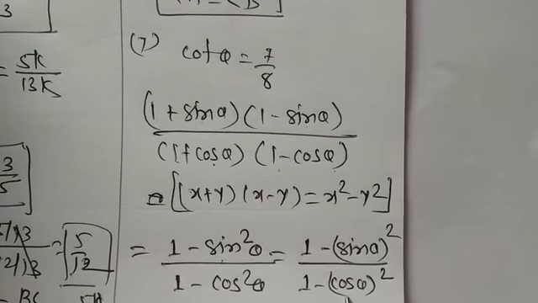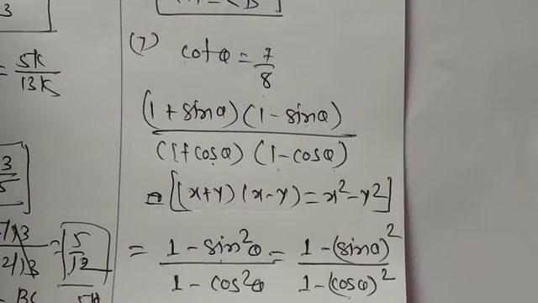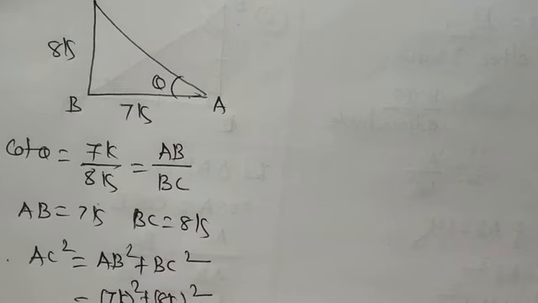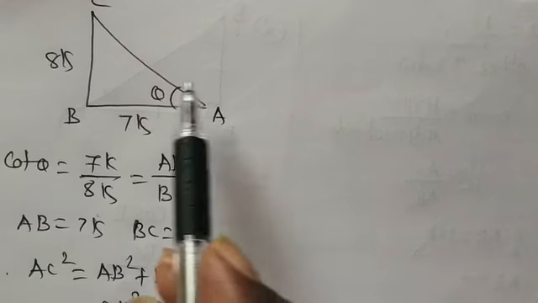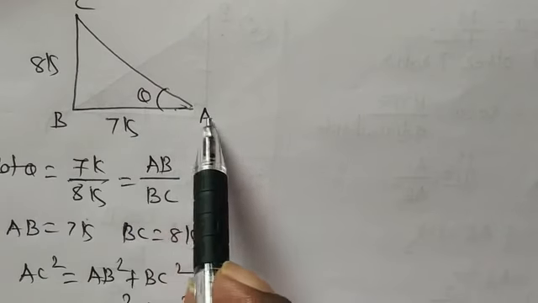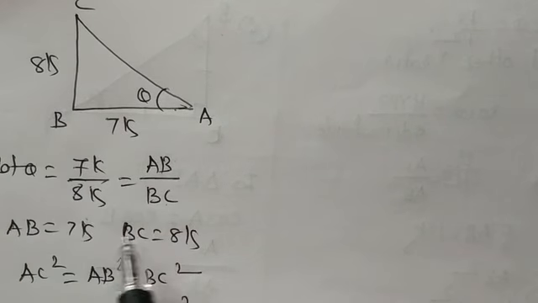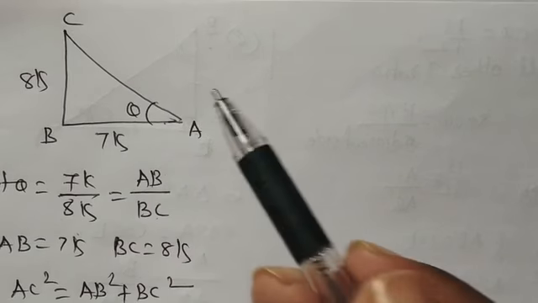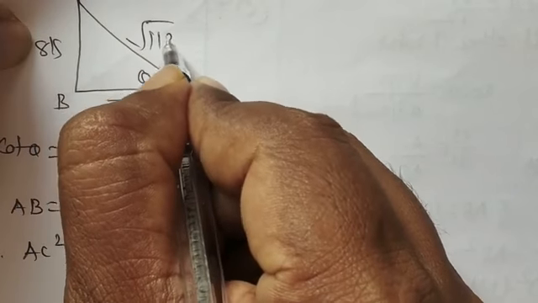Put the values of sin theta and cos theta using cot theta equals 7 by 8. Now draw the figure. Cot theta equals 7 by 8, that is 7k, 8k. Using the figure, cot theta is adjacent side upon opposite side, that is AB upon BC, that is 7k by 8k. Then AB equals 7k and BC equals 8k. Using the Pythagoras theorem, what is the value of AC? AC equals root of 113 k.